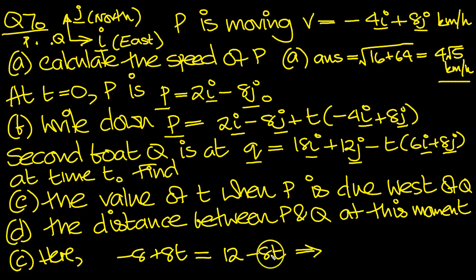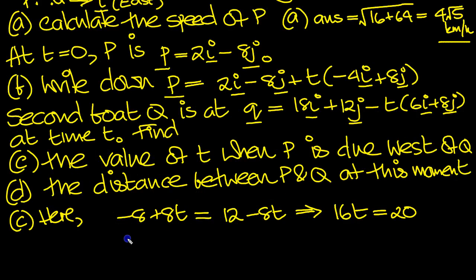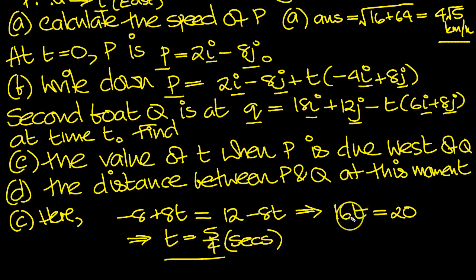That tells us, move the 8t over to be with the other 8t to make 16t. Move the minus 8 over to be with the 12, so 12 plus 8 is 20. So t will equal 20 over 16. A 4 is common, and that cancels down to 5 over 4, which we can write down straight away. 5 over 4 hours. 20 over 16 is 5 over 4. Tap it in the calculator if you need to. So there's part c then.